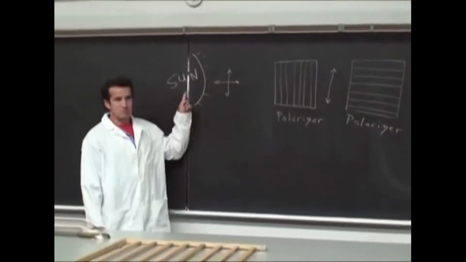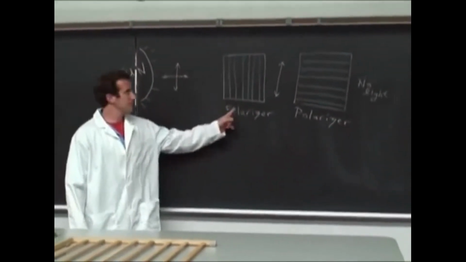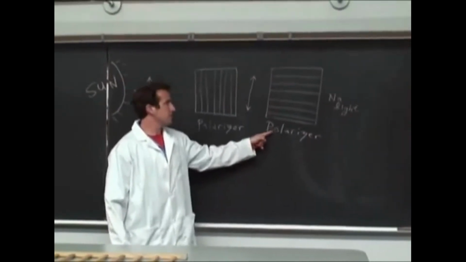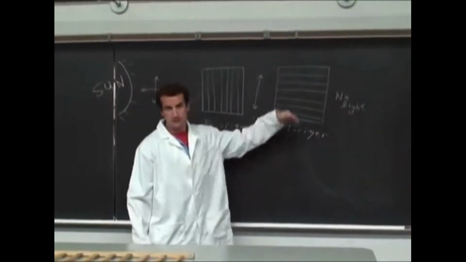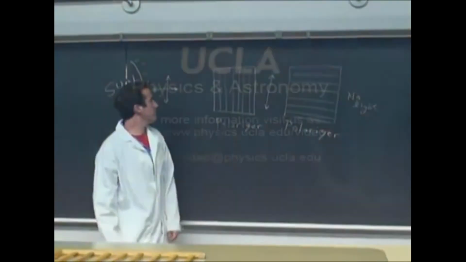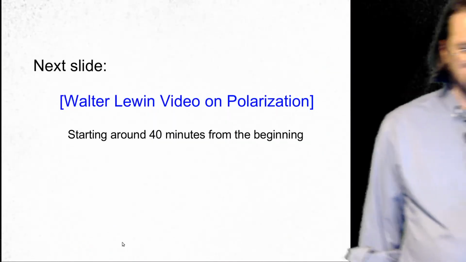Unpolarized light, for example from the sun, travels to a polarizer, which polarizes it up and down. The light continues and hits another polarizer, but this polarizer is side to side. That cancels all the light. No light gets through. So that was a basic introduction to polarizers.